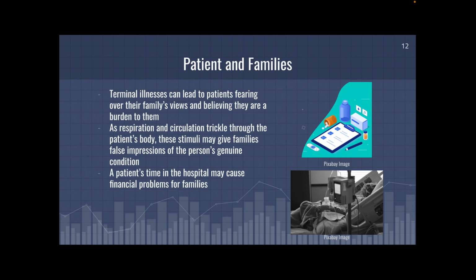When attempting to cure a patient, respiration and circulation trickles through their body, which may give families distorted impressions on the person's genuine condition. As the family may believe the patient is healing, it is likely for the patient to feel otherwise and possibly not speak up about how they truly view their condition. Although with assisted suicide, the family would be able to understand the patient's condition and know how they genuinely feel.